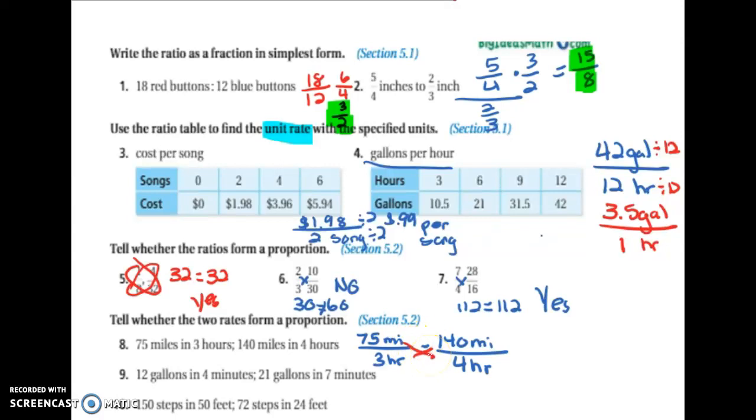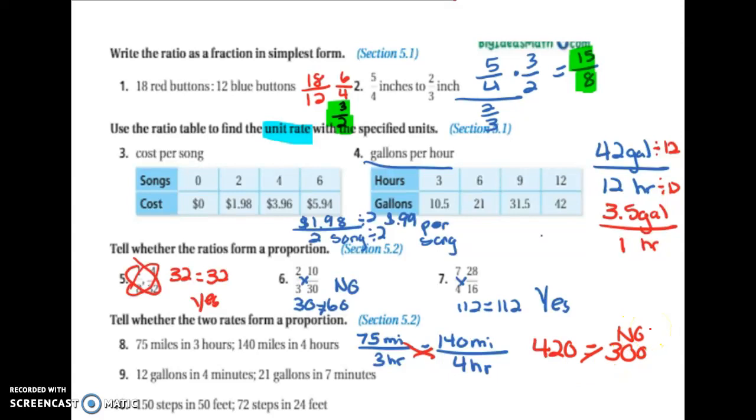3 times 140 is 420. And 75 times 4 is 300. These are not equal. So you would say no for this one.